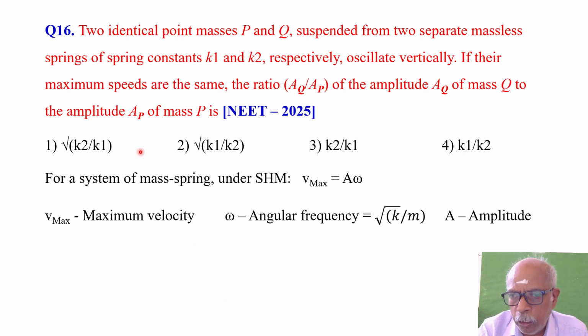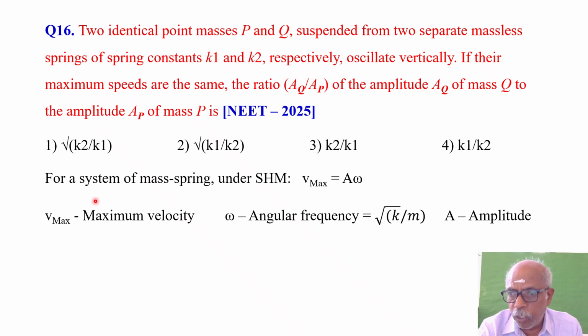You are given four options: square root of K2 by K1, square root of K1 by K2, K2 by K1, and K1 by K2. This question was asked in the NEET examination last year, that is 2025. How to solve the problem, sir?